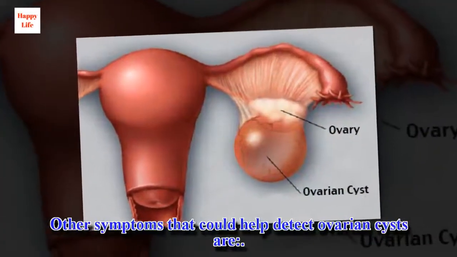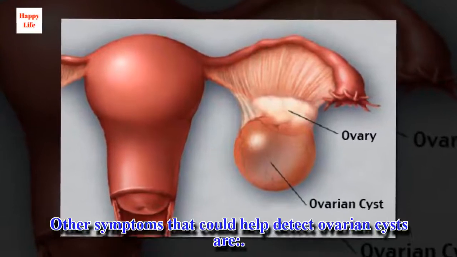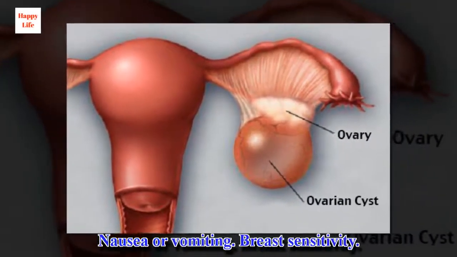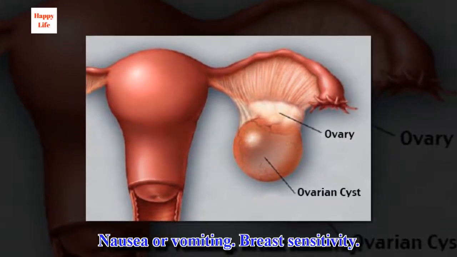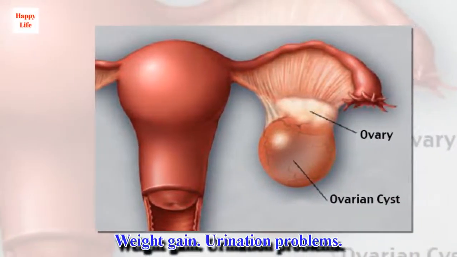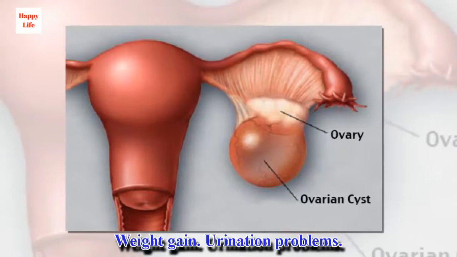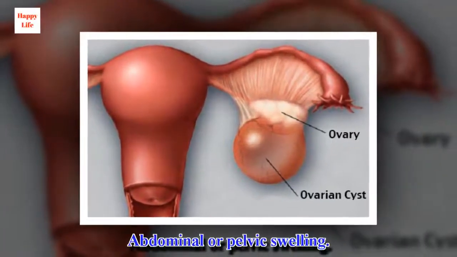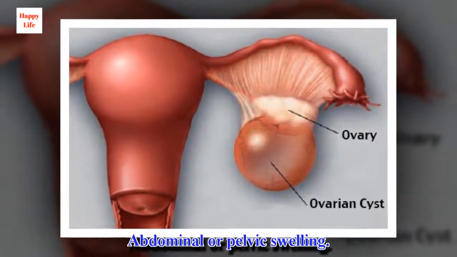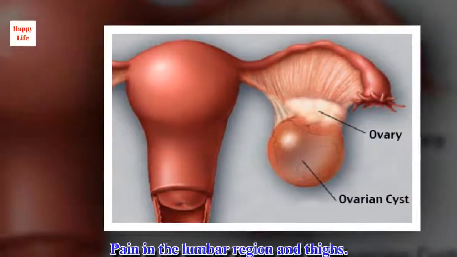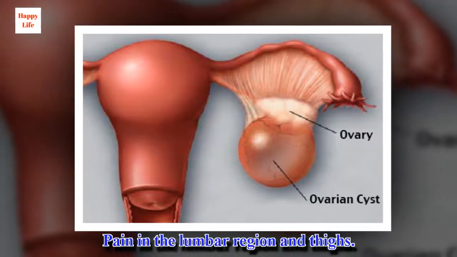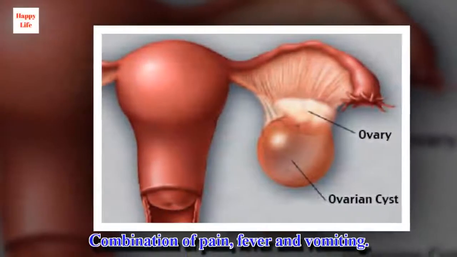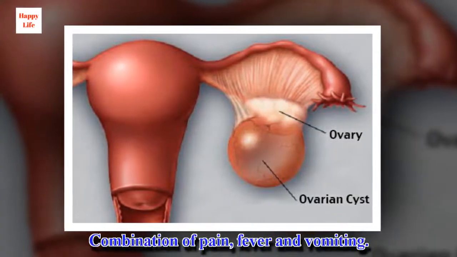Other symptoms that could help detect ovarian cysts are nausea or vomiting, breast sensitivity, weight gain, urination problems, abdominal or pelvic swelling, pain in the lumbar region and thighs, and a combination of pain, fever and vomiting.